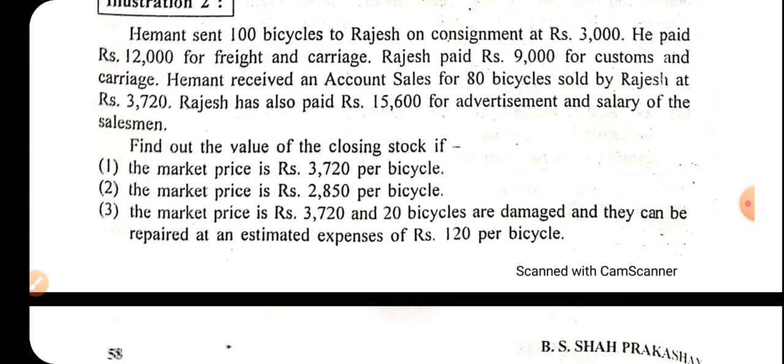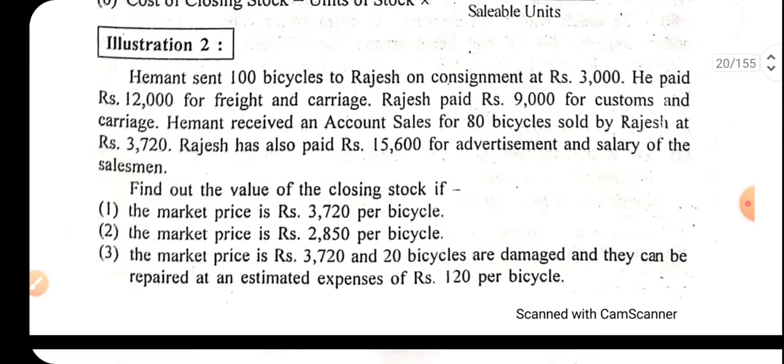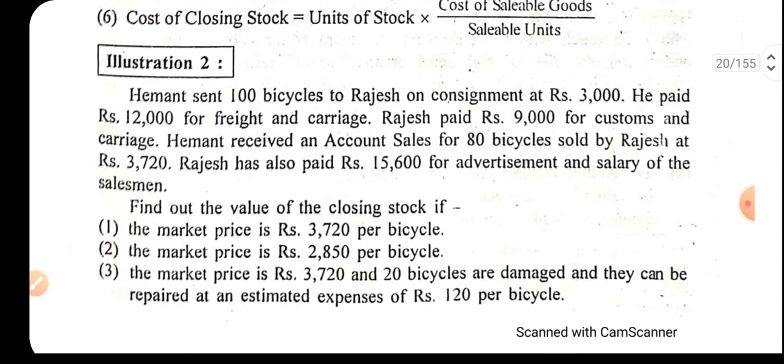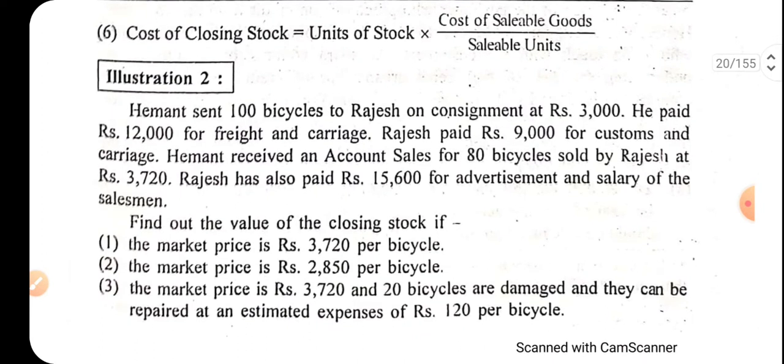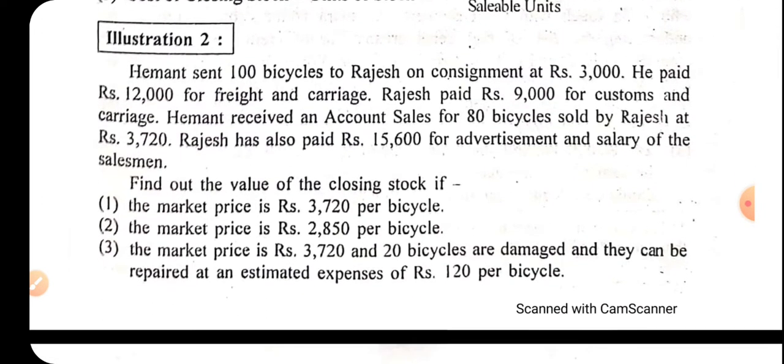When Hemant received the information about the sale, the consignee had sold 80 bicycles at 3720. So the market value of a bicycle is 3720. Market price is 3720 and the cost price was 3000. Let us evaluate the following circumstances.